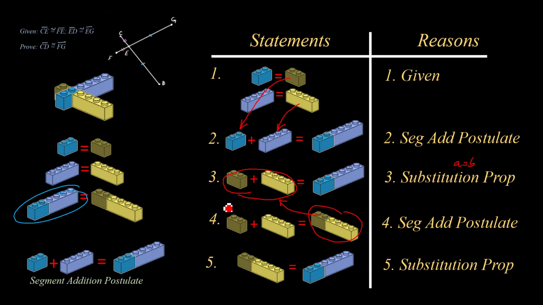And fifth, the substitution property allows me to do that again. So now we know that this can be substituted over there. Now I have a big yellow piece equal to the big blue piece, and we're done. Because that's what we're trying to prove. We're trying to prove that the big blue piece is equal to the big yellow piece.